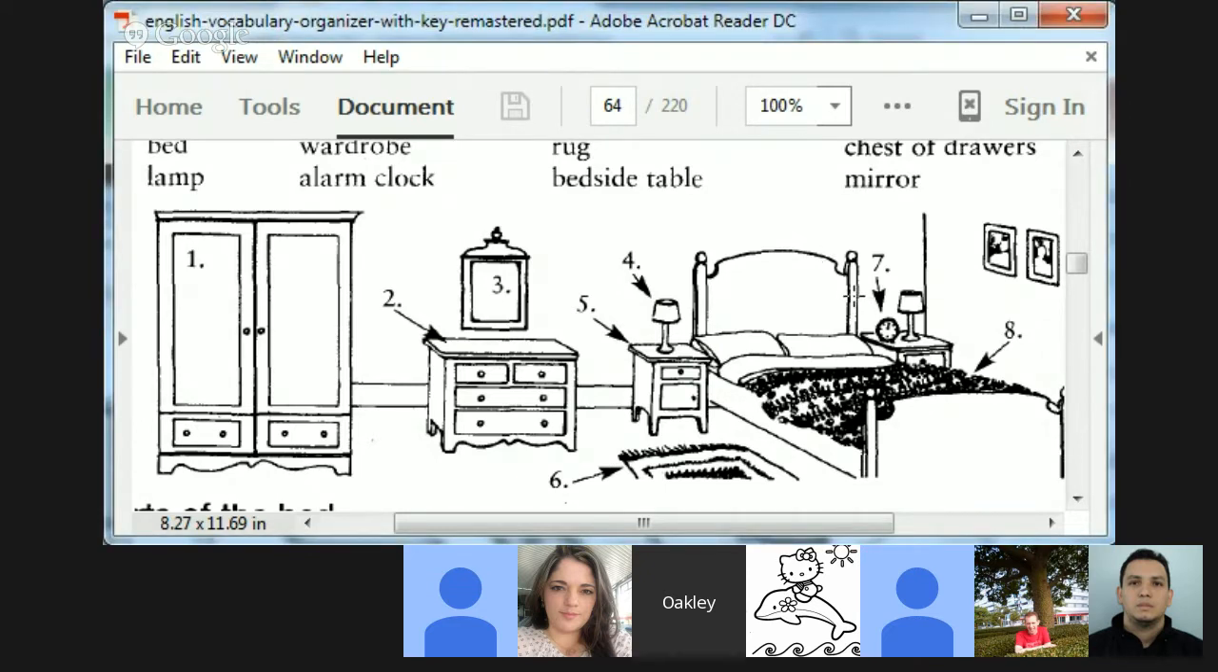Okay, moving on. Ramon, number seven, over here, on the nightstand. It's a clock. Yes, it is, but specifically... Can I call it an alarm clock? Yeah, you should. A clock that you would put on the wall over here would be a clock, but if you're putting one on your nightstand, it's most certainly going to be an alarm clock.